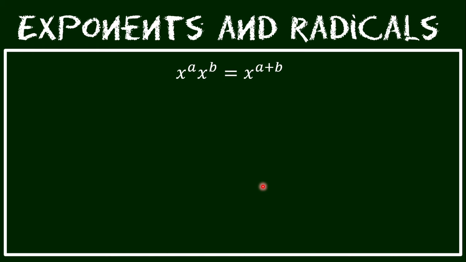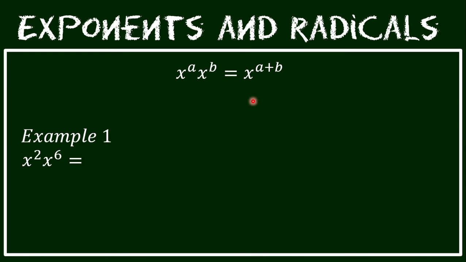So, in this form, we have the same base and different exponents. How are we going to solve this kind of expression? We only need to add their exponents, and that's it. You just copy the base and then add the exponents.